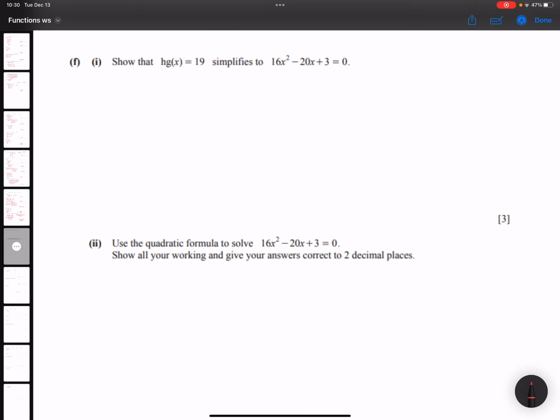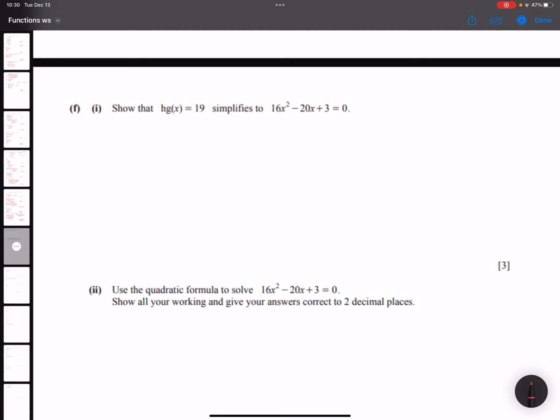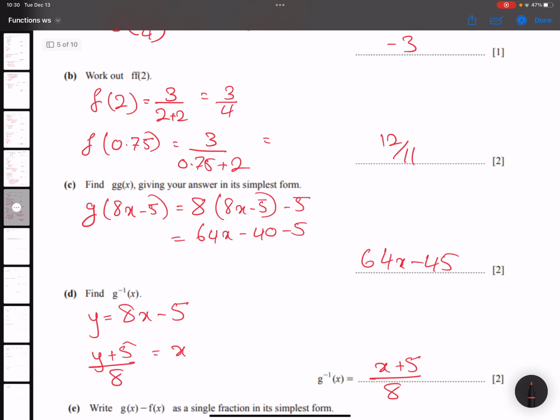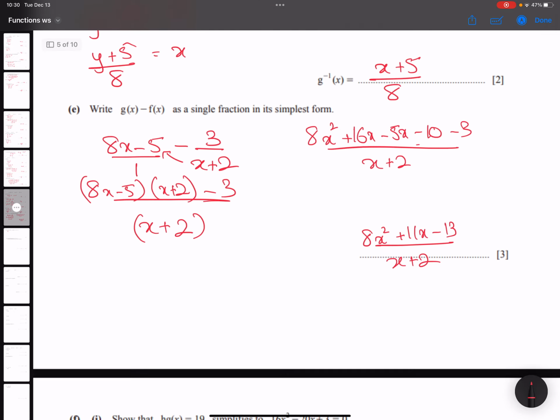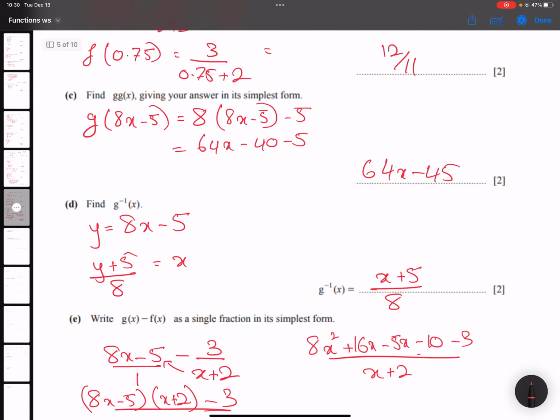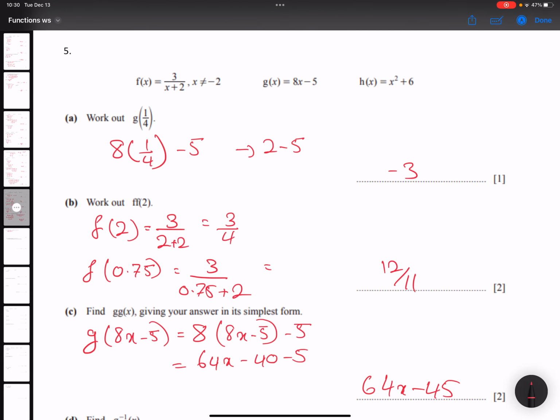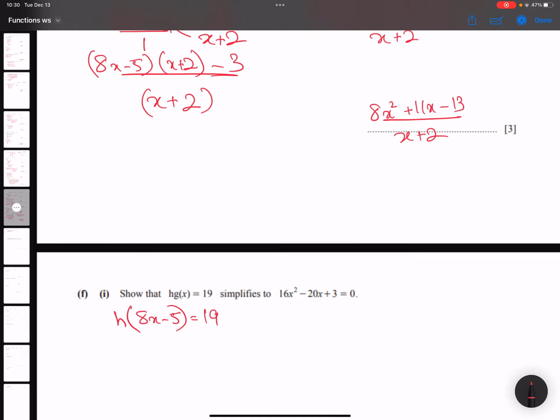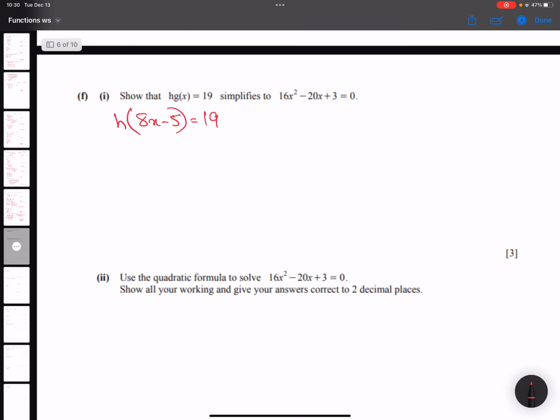Show that hg of x equals 19 simplifies to this. Now hg of x, so I'm going to write it as h of function g. Function g is 8x minus 5, equals 19. But let's go to function h as well. So h is x squared plus 6. I'm going to replace the x with this. So 8x minus 5 squared plus 6 equals 19.